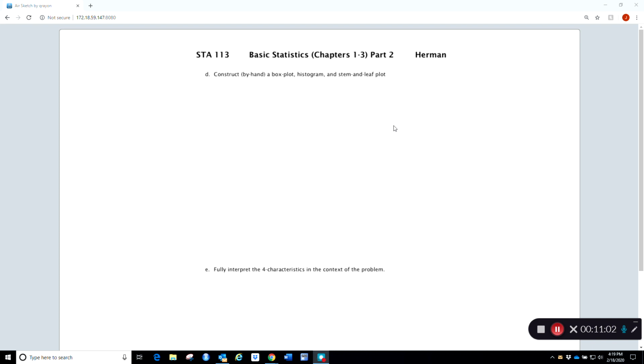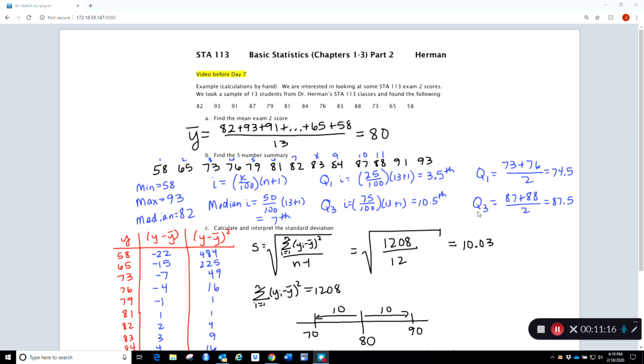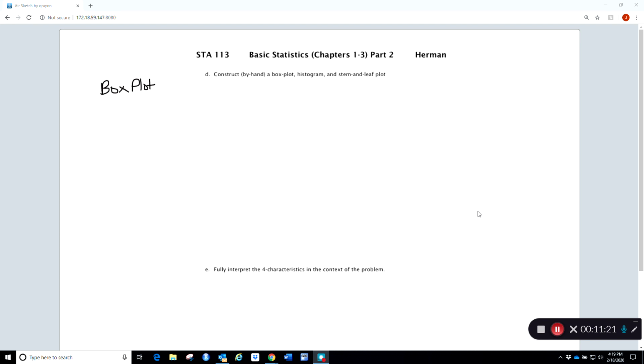In order to create my box plot, what I'm going to need is that 5-number summary. So again, going back to our previous page here, I'm going to be using our min, our max, our median, our Q1, and our Q3 to create our box plot. So first, I'm just going to give ourselves a little scale to work with here. And so the first thing I want to put on here is my box. So that goes from Q1, which was 74.5, to Q3, which was 87.5, and that's where my box is going to be.